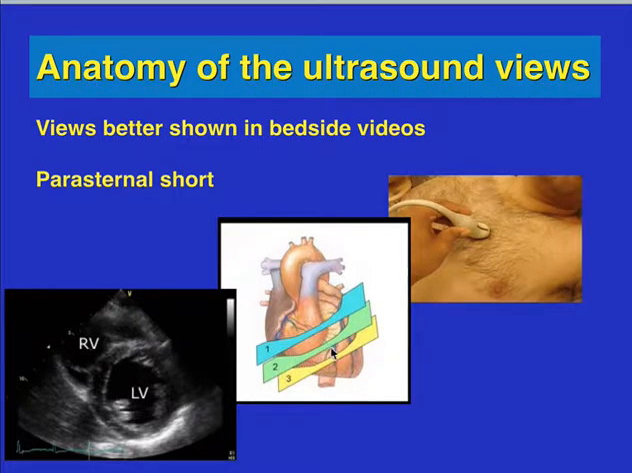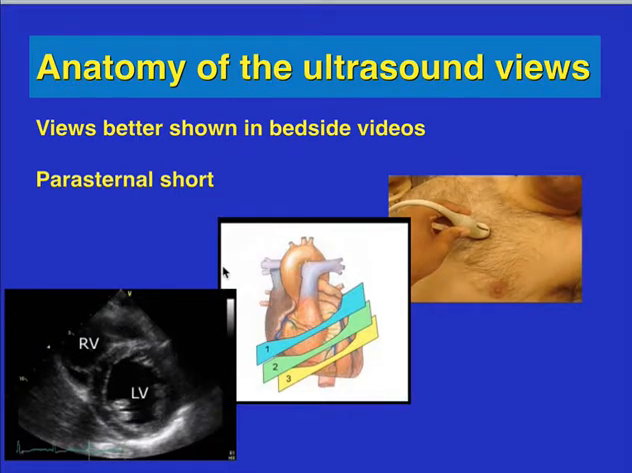Then you get papillary muscle, which is the view that you see here. These are papillary muscles. Then you get mitral valve. Then you get aortic valve. And then you get the pulmonary trunk. Each one of those is important for different disease processes, and we'll go through them as the course goes on.